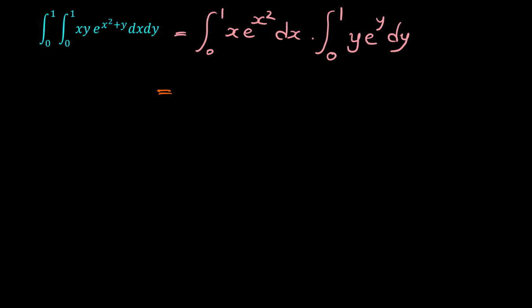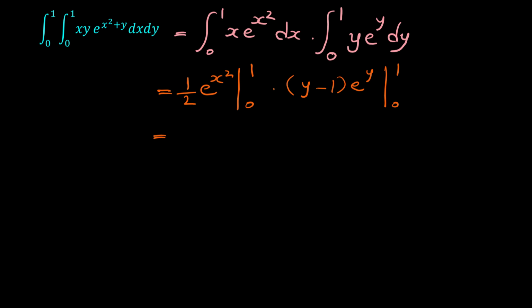For the first one, with a simple u substitution, you can see that this integral equals 1/2 e to the x squared from 0 to 1. I will show you how you can find this integral with u substitution in a moment, but for now, suppose this is the answer. For the other integral, you can use integration by parts, and you can see that this integral equals (y minus 1) e to the y from 0 to 1. Now the only thing that we have to do is substitute the upper limit and lower limit.